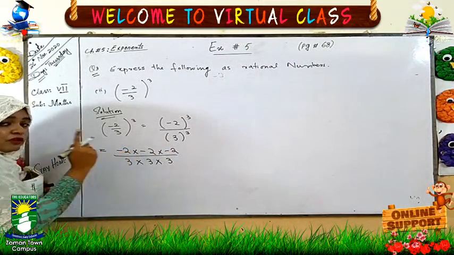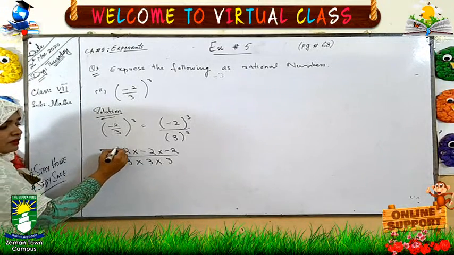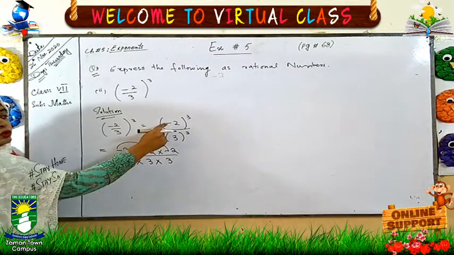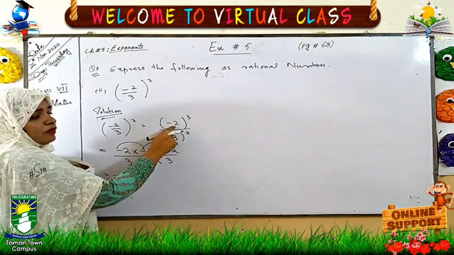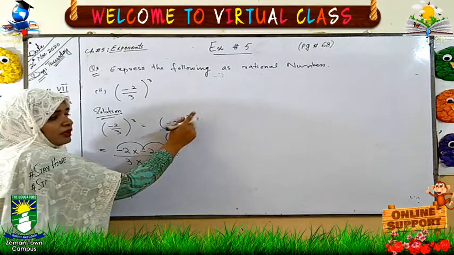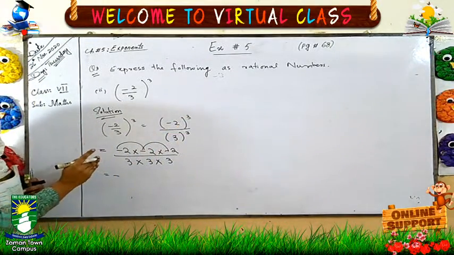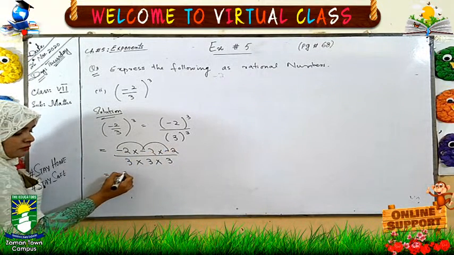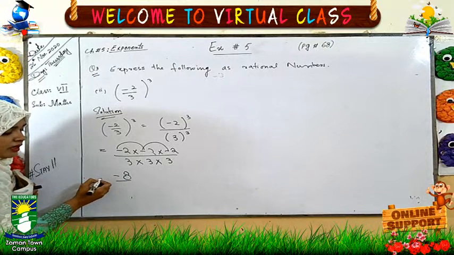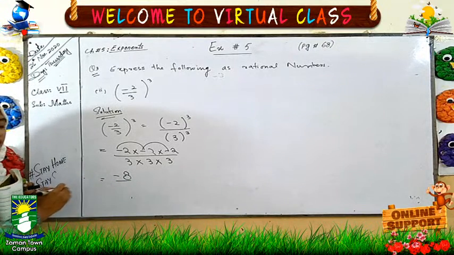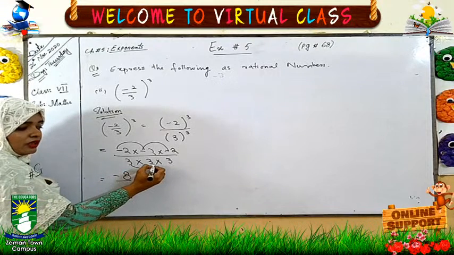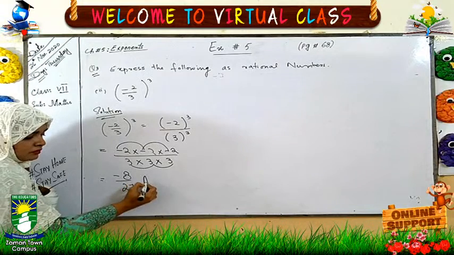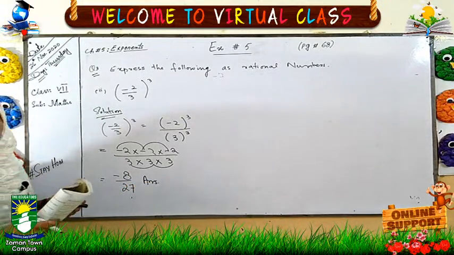Now first of all we will multiply the signs: minus times minus is plus, plus times minus is minus. I have explained that when you have a negative base with an odd power, the answer will always be a negative number. Now 2 times 2 is 4, 4 times 2 is 8. The numerator is minus 8. Now I multiply 3 times 3 is 9, 9 times 3 is 27. So minus 8 upon 27 is my rational number.